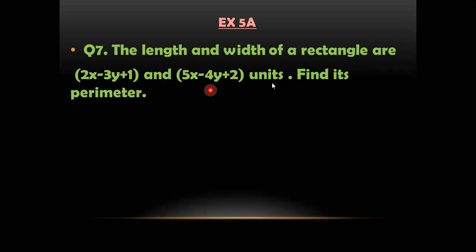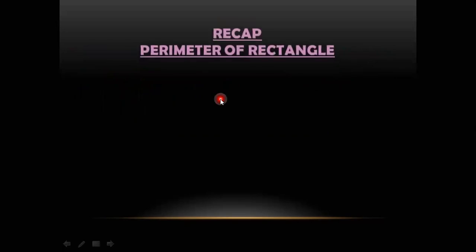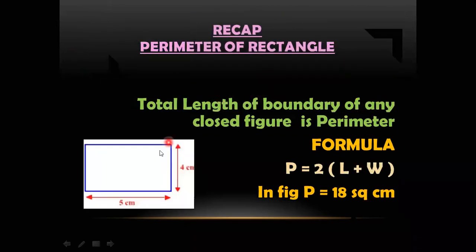We have to find its perimeter. Perimeter of the rectangle is the target of this question, and we are given the length and the width. So let's briefly have a review of the perimeter of the rectangle. Here you can see a rectangle with the length 5 and a width 4.